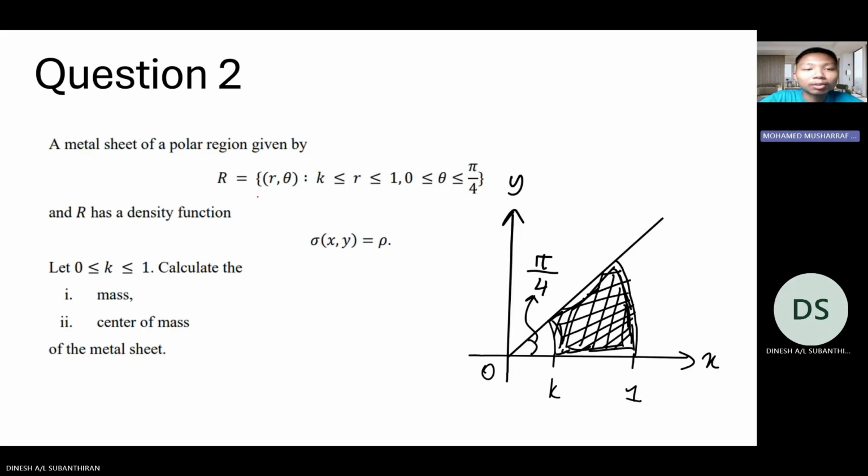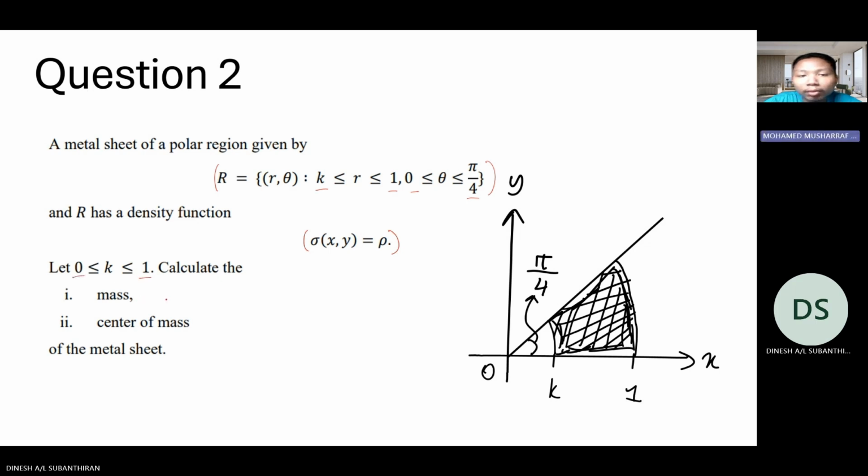Next, we'll be looking at question 2. A metal sheet of a polar region is given by the equation r, where r is the radius and theta is the angle. r is between k and 1, and theta is between 0 and pi over 4. The sheet has a density function sigma(x, y) equal to rho. Let k be between 0 and 1.